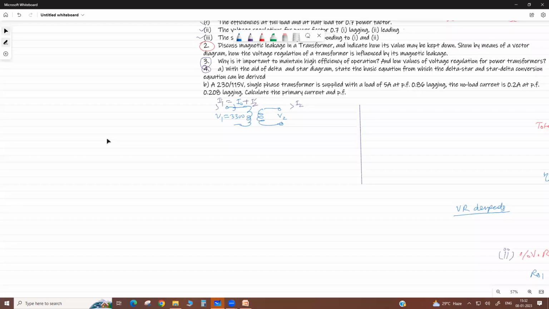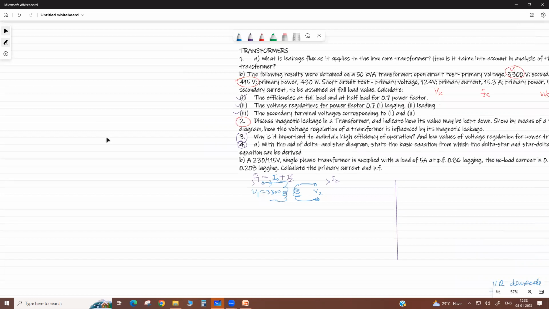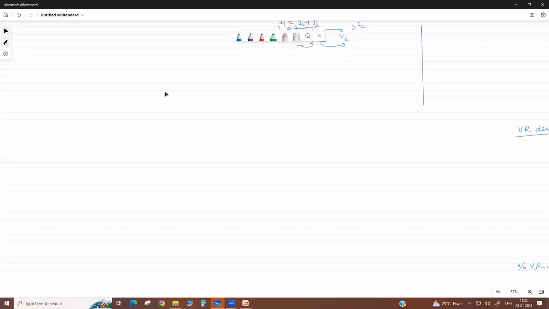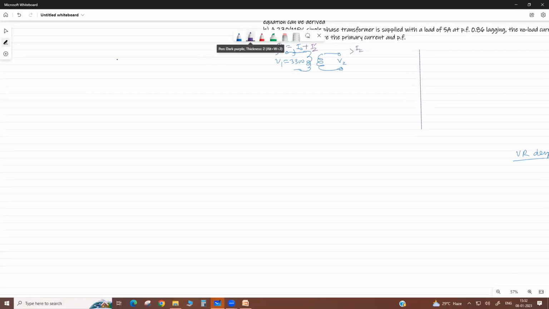The condition of maximum torque was asked in the induction motor, not in the transformer. But here there is also a condition for maximum efficiency.